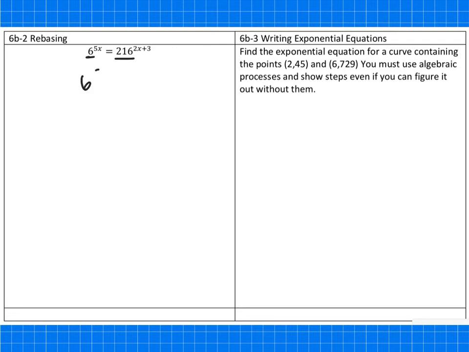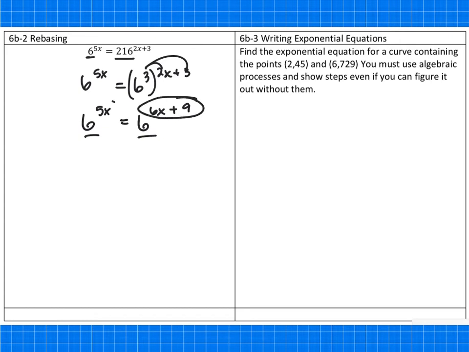So I've got 6 to the 5x equals 6 to the third instead of 216, to the power of 2x plus 3. Whenever we take a power to another power, we multiply those two exponents, which means this is going to be 6x plus 9. Don't forget to distribute on that. If we have the same base and those are equal, then we know the exponents themselves have to be equal as well. So we just set the exponents equal to each other once our bases are the same.